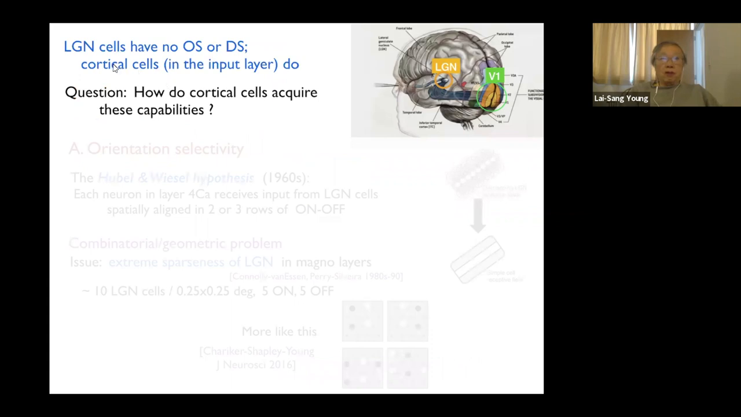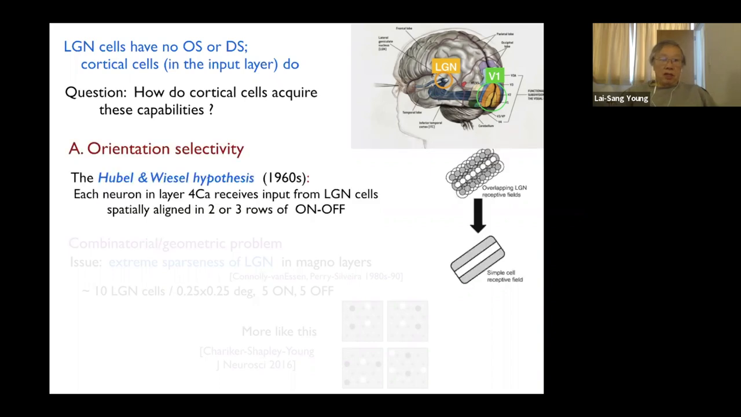So the first point I want to make is that LGN cells have no orientation selectivity or direction selectivity, and cortical cells do, even in the input layer, and there's nothing between here and here. So LGN cells have no selectivity, cortical cells do, and there's nothing in between the two. So how does that happen? This is what I would like to explain.